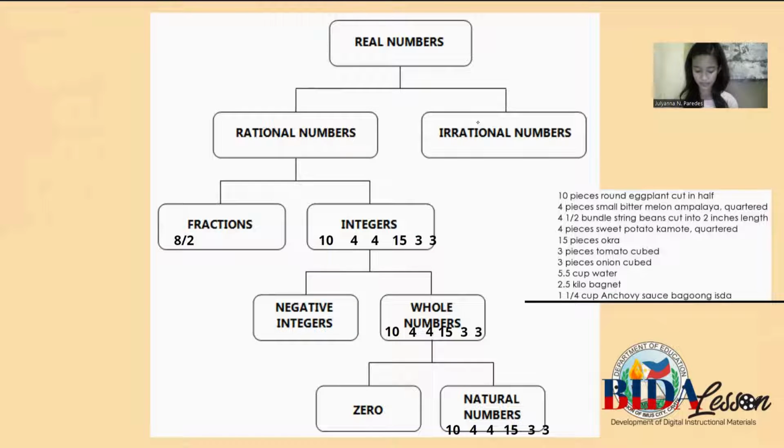5.5 cup of water is 11/2 in fraction form. 2.5 kilo bagnet is 5/2 in fraction form. And 1 1/4 cup anchovy sauce bagoong isda is 5/4 in fraction form. So this is how I classify the given numbers using graphic organizer.